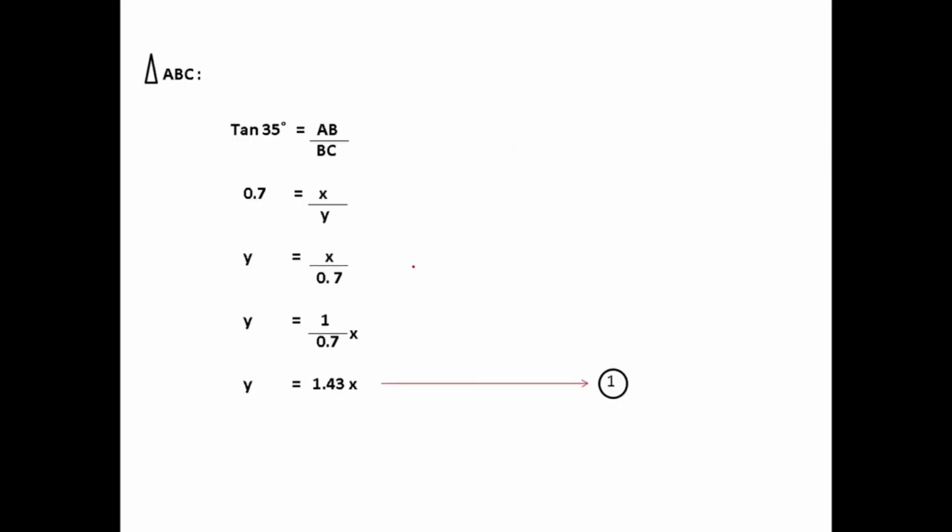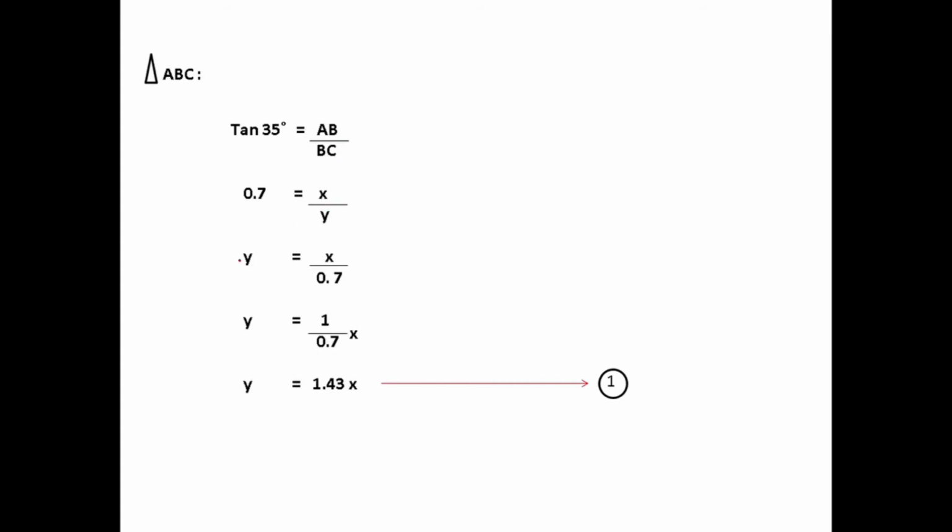So tan 35 degrees equals AB over BC, where AB is opposite and BC is adjacent. The answer of tan 35 degrees is 0.7. So 0.7 equals x over y. AB we will assume as x and BC we will assume as y.